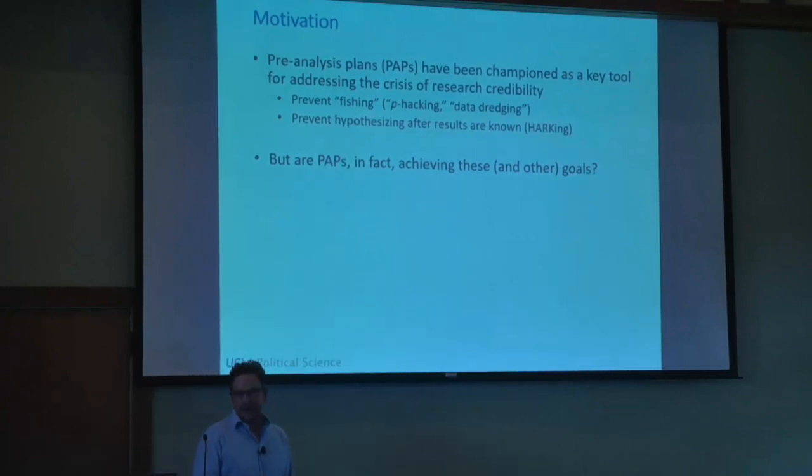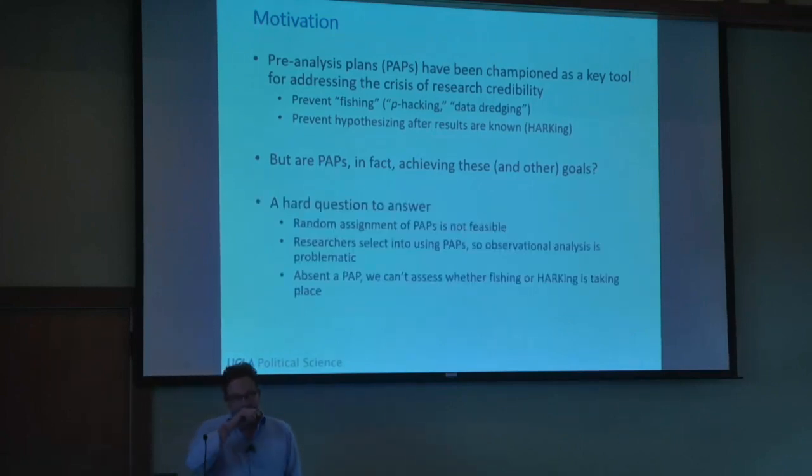Our project is motivated by the question: are PAPs actually achieving these goals in practice? We've got good theoretical reason to think that pre-specification could help achieve these goals, but are they in practice? Of course, this is a really hard question to answer. We don't randomly assign to researchers whether or not they file a PAP. Researchers select into it. In fact, researchers across the many projects that they may be working on at a given time select into which ones they choose to pre-register and which ones they don't. And furthermore, absent a PAP, we can't assess whether a finished project has diverged from something that was pre-specified, because what was pre-specified wasn't actually written down.